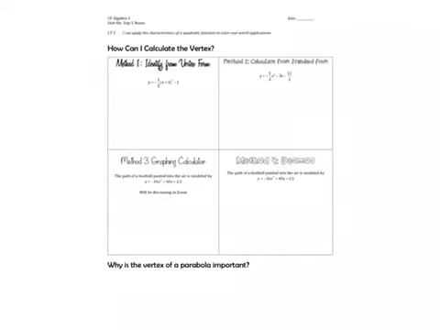Okay, so today we're going through the day 5 notes. You may notice we skipped day 4. We're just trying to condense it a little bit given the time crunch that we're going to be on.